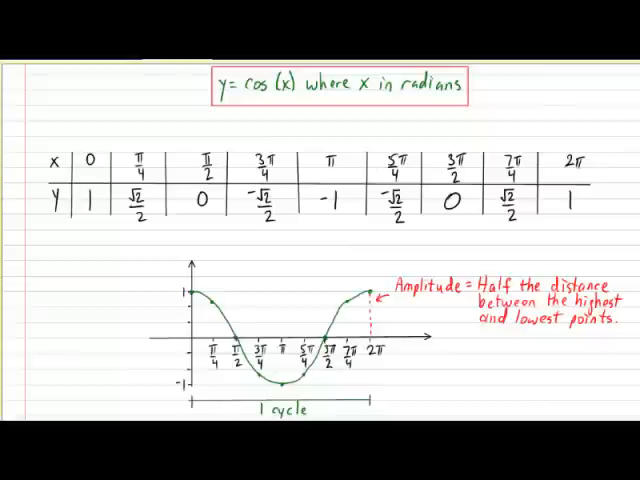In the case of the basic cosine function, the amplitude is equal to 1. And that's all there is, ladies and gentlemen, to the basic cosine function.